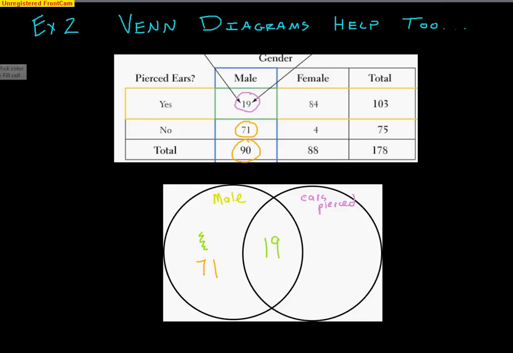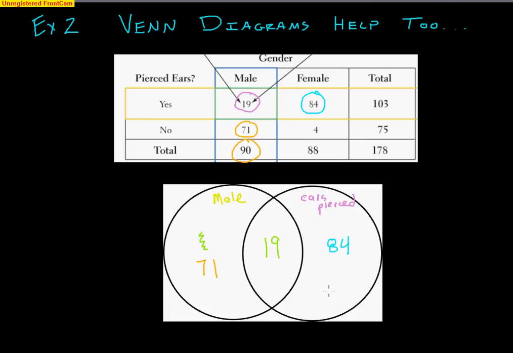Okay. On the other side, we have ears pierced but not a male. That would be right here. 84 people have their ears pierced and they're not males. Again, this is a very specific number. Ears pierced, not male. Well, if you're not male, you must be female. So that's the 84 people who have their ears pierced but are not male. So that entire circle needs to add up to 103, and it does. 19 plus 84 is the 103 people who have their ears pierced.